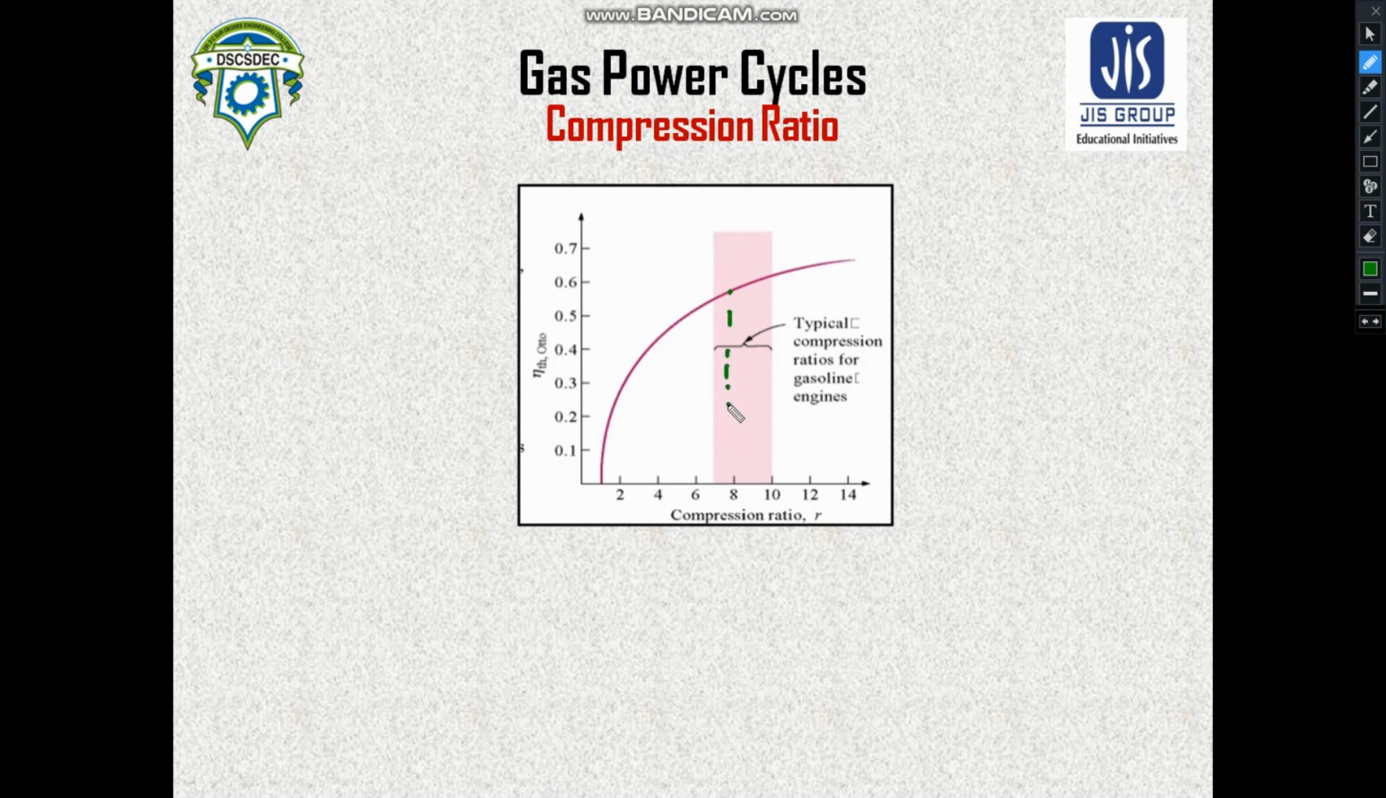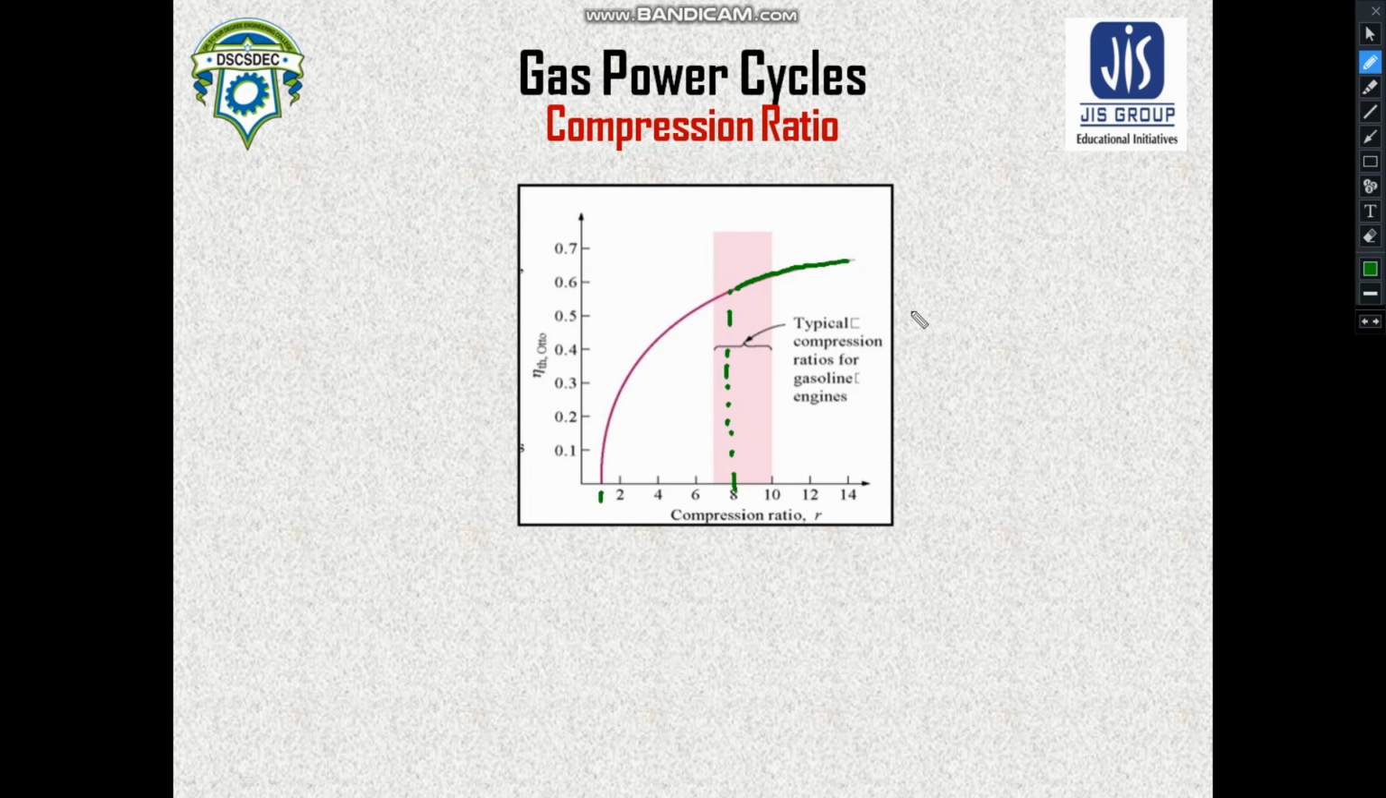Till this compression ratio of 8, you can see a rapid increase of the efficiency. You can see the efficiency is increasing, and then you can see this curve flattens out. That means the change in efficiency is not that huge. So when the compression ratio goes from 1 to 8, you can see a rapid, monotonic increase in efficiency. But when the compression ratio crosses 8, it becomes flattened. That means the efficiency of the Otto cycle is not varying much with the compression ratio.